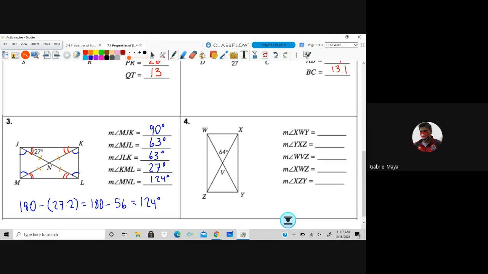Are you guys scared because I brought back the isosceles triangle and the base angles? If that scares you, then that scares me too. I'm going to be scared if you guys are scared.